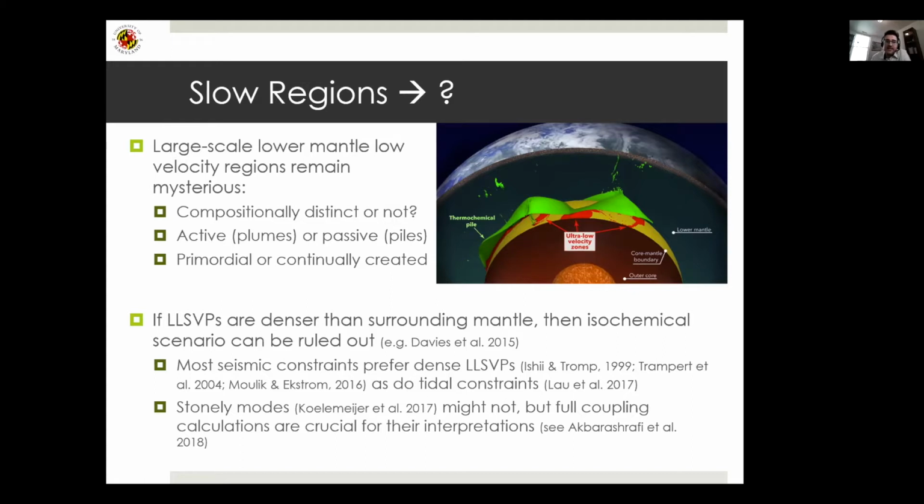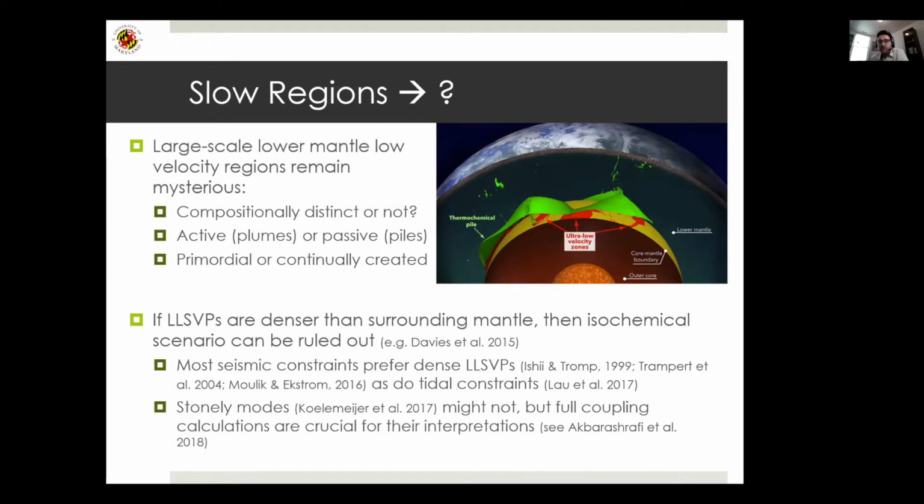And kind of the key to answering the question of whether or not they're compositionally distinct is whether the LLSVPs are denser than the surrounding mantle. If they are, then you can rule out this isochemical scenario in which they're the same composition as the surrounding material, because they are hot, so they have to be buoyant. And so most seismic constraints do prefer dense LLSVPs, as do tidal constraints.